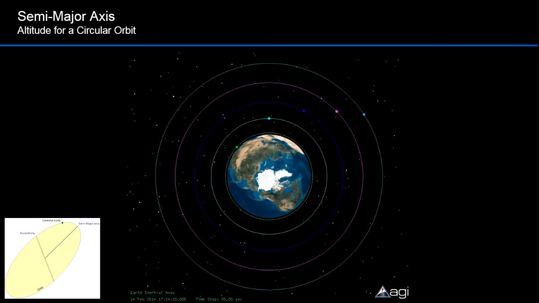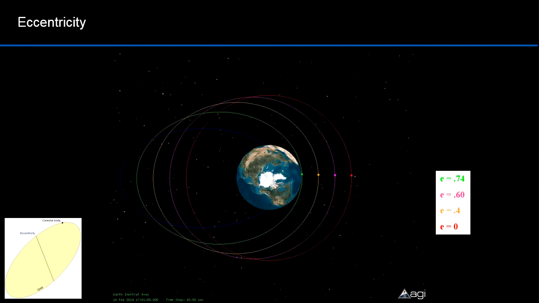Here are orbits with different semi-major axes. The timing of these orbits follows Kepler's third law. The outer objects travel both longer and slower.